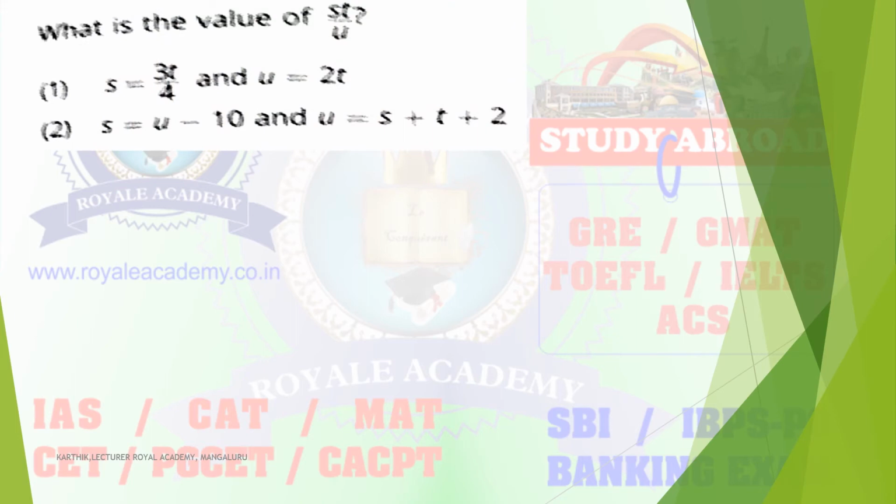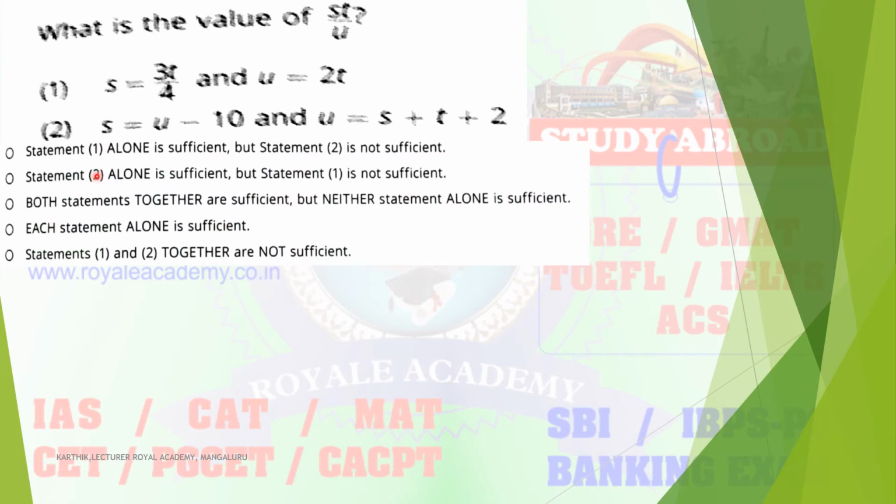So what is the value of st divided by u? How do we determine it? From the first statement, the information provided is s is equal to 3t divided by 4 and u is equal to 2t. The second statement gives s is equal to u minus 10 and u is equal to s plus t plus 2. Which option is enough to answer the question?